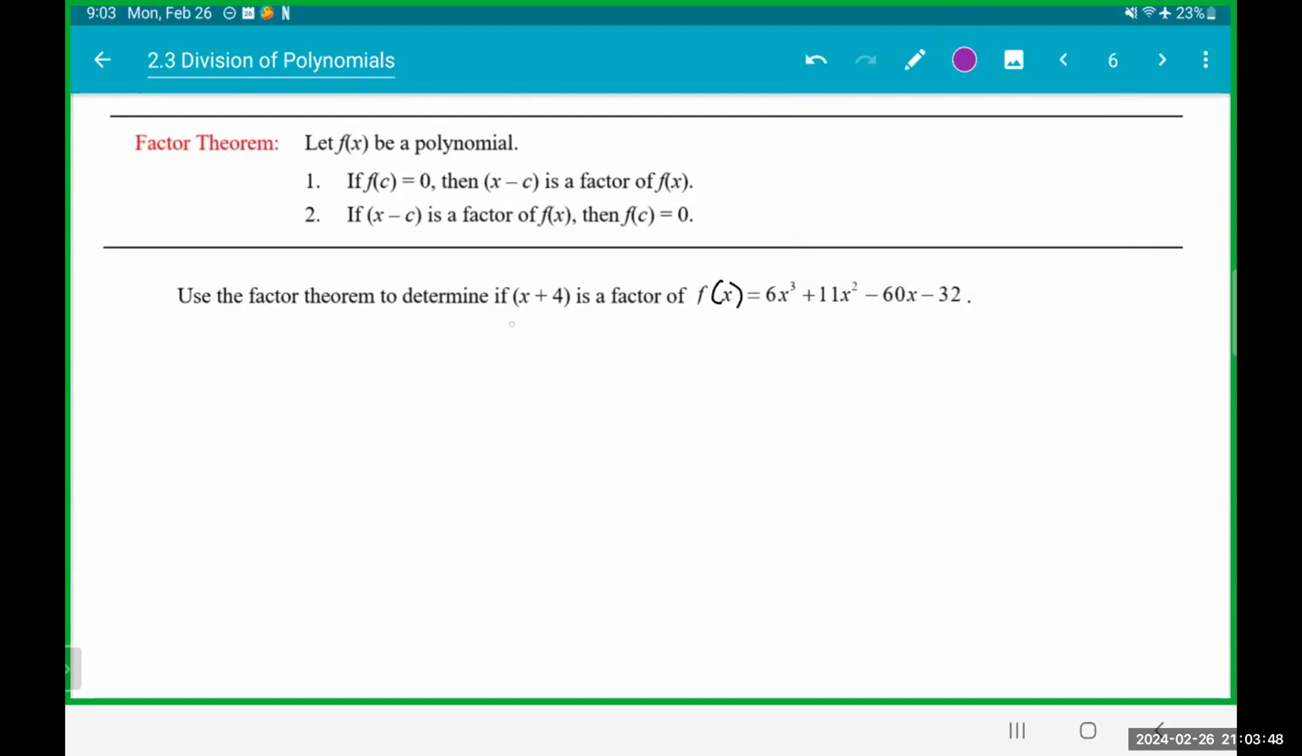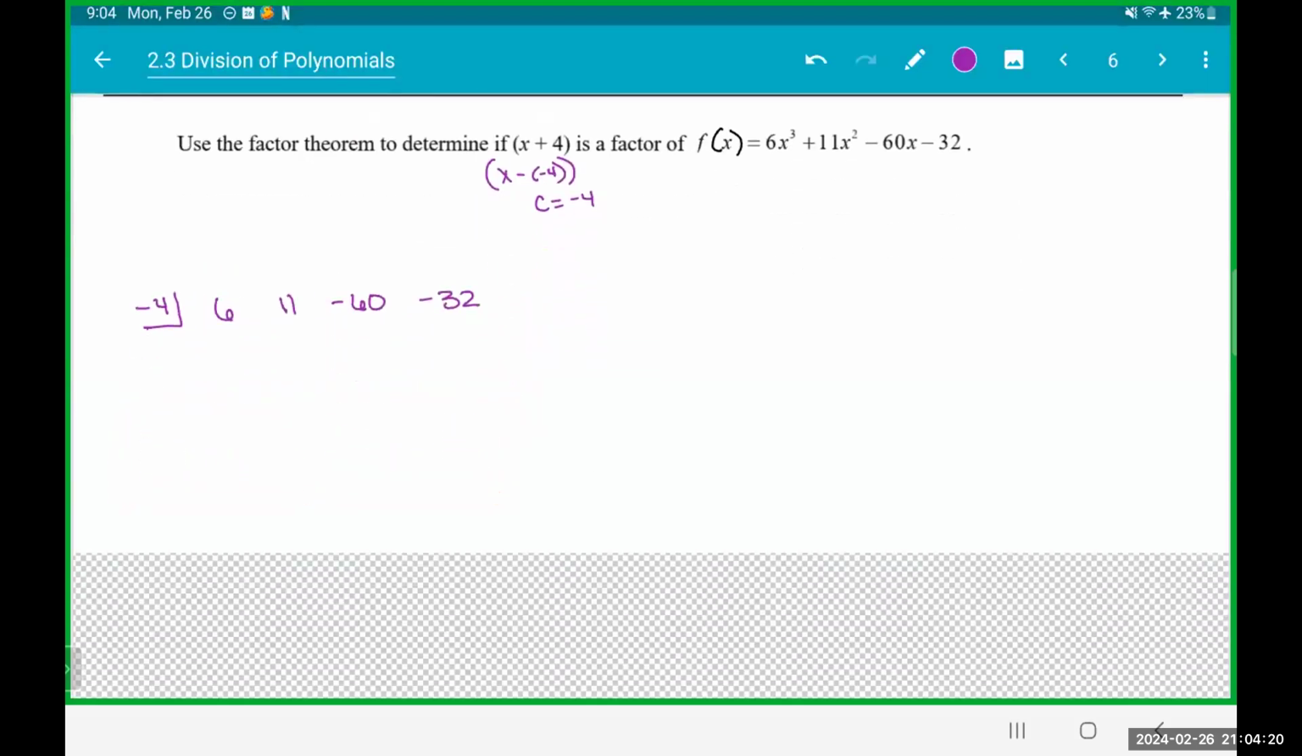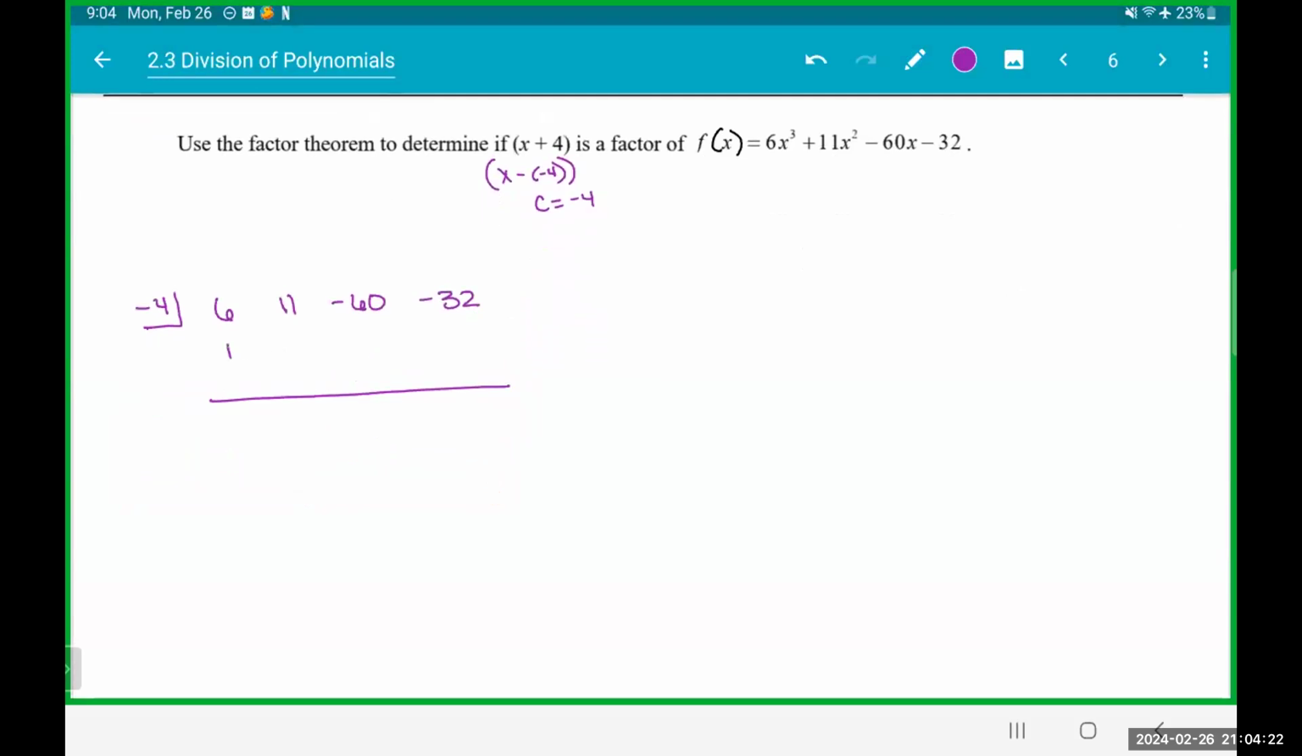we're trying to determine if x minus -4, right, where c equals -4, is a factor. So I put my c over here, -4, and I have x cubed, x squared, x to the 1, and none. They're all in order, so I could just do 6, 11, -60, -32. Okay, and so let's bring that down.